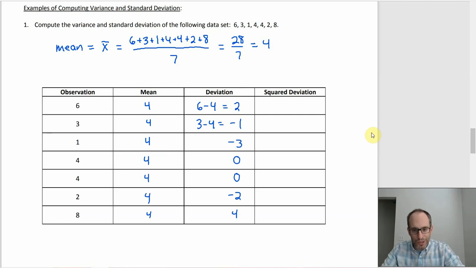And then we're going to square these deviations. So 2 squared is 4. Negative 1 squared is 1. If we keep going, you square negative 3, you get 9. You square 0, you get 0. You square negative 2, you get 4. And you square 4, and you get 16. I guess I could have put the symbolism on top here too. So the observation, that's your x.